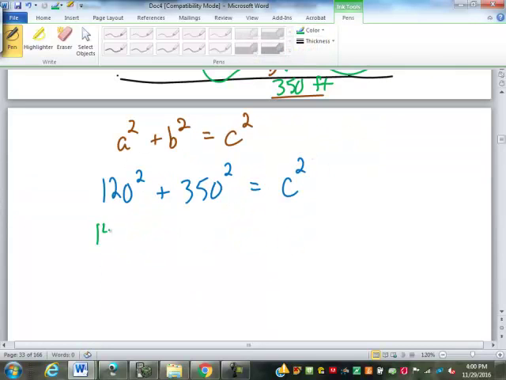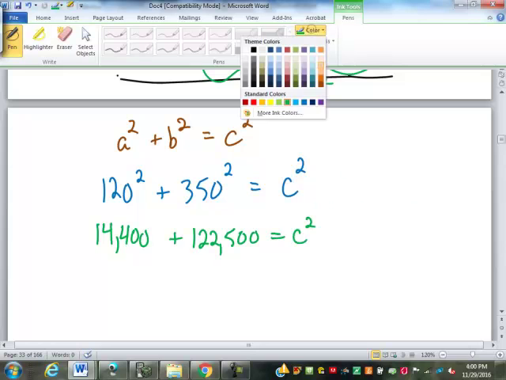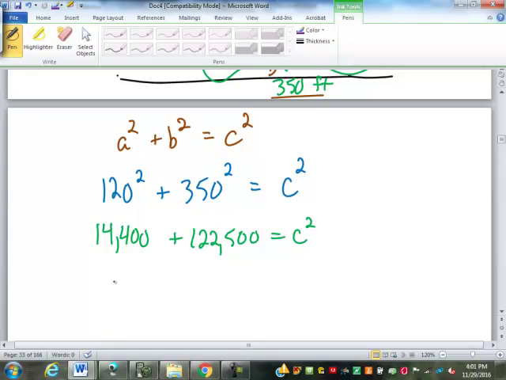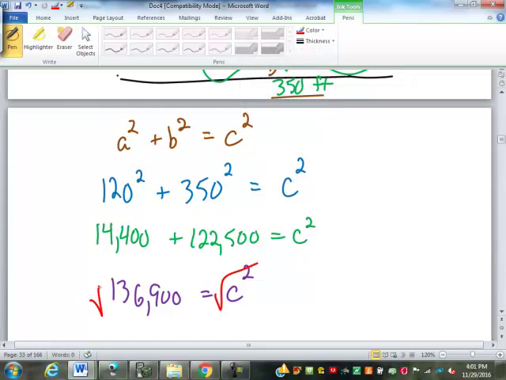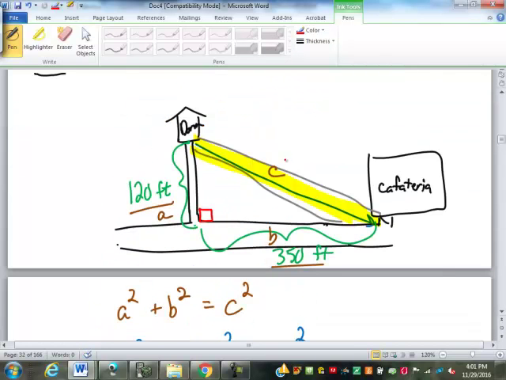120 squared is 14,400. 350 squared is 122,500, I believe. Equals C squared. I add those together, I'm going to get 136,900. C squared. If I square root that, I should get what, 370? We'll see. So that is 370 feet across there.